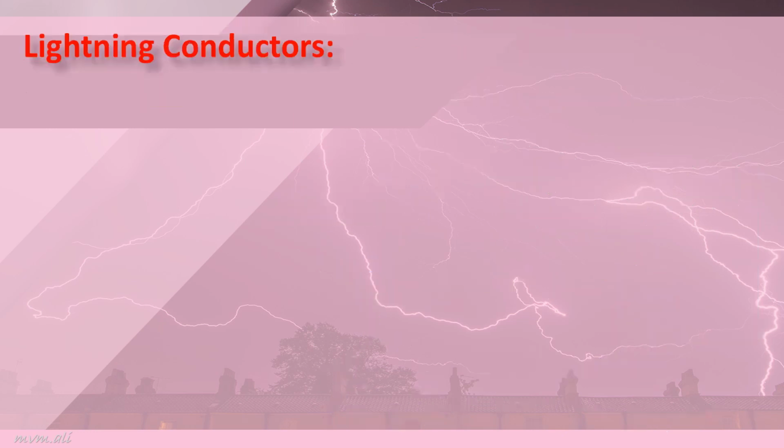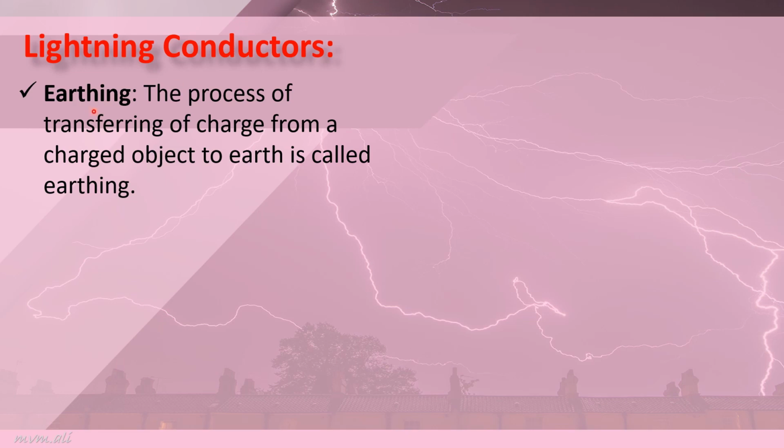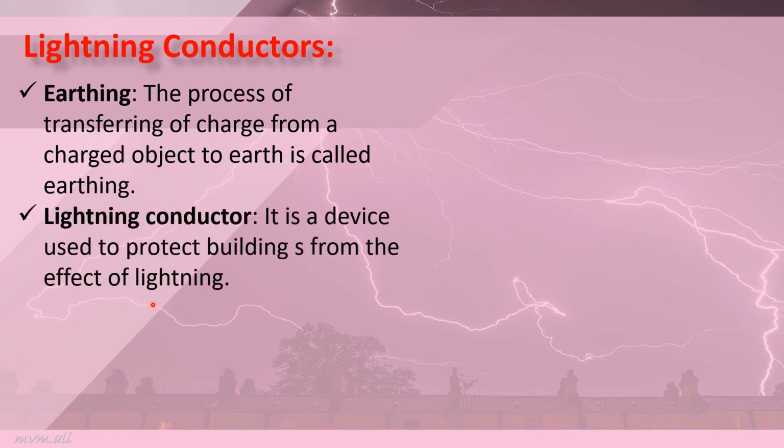Clear? Then there are some precautions we need to take to protect ourselves from lightning. Before going to discuss the lightning conductor, we need to know what earthing is. The process of transferring charge from a charged object to the earth is called earthing. So the lightning conductor works on the principle of earthing. It is a device used to protect buildings from the effect of lightning. Other precautions are already given in your textbook, so just read page number 189 so that you will get a clear idea about the other precautions. Here we are focusing only on lightning conductors.